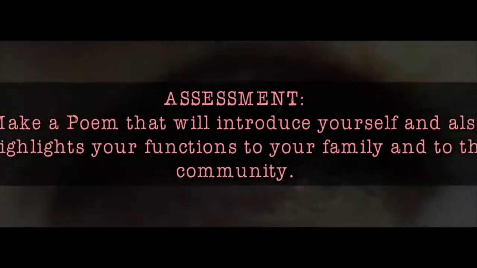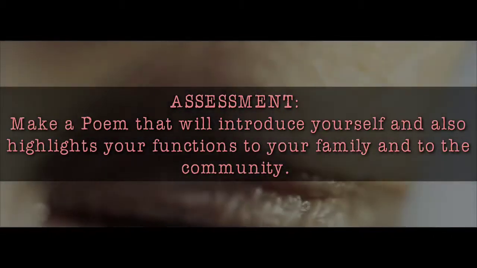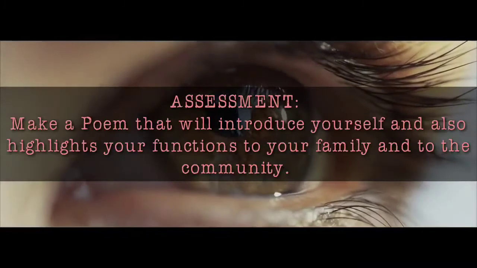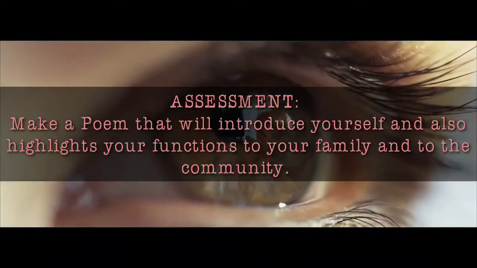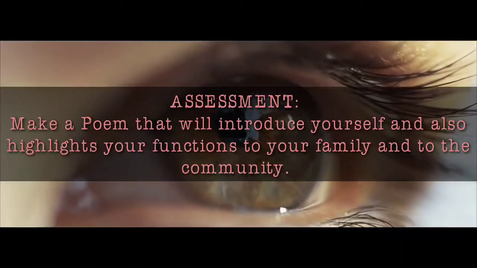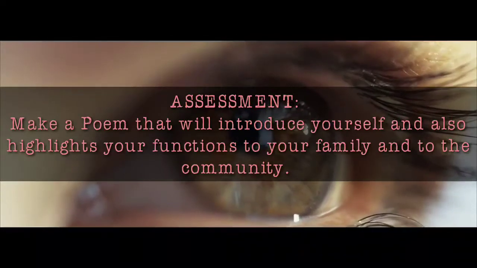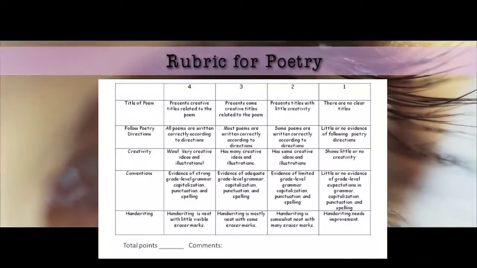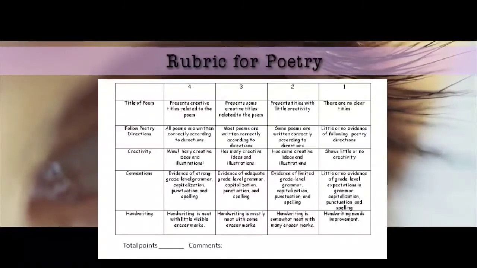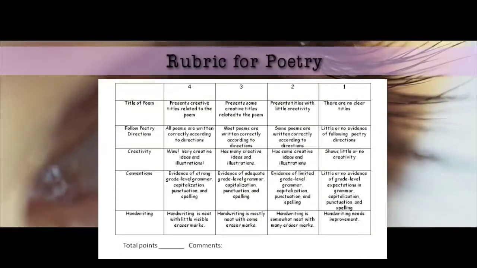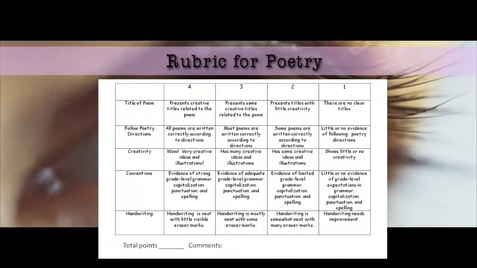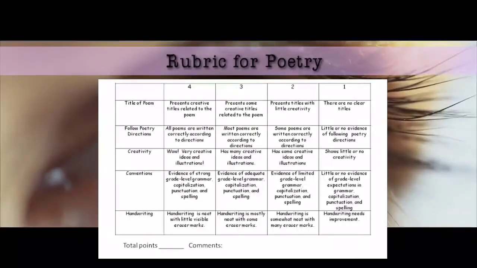That's it for today. For your assessment, you are going to make a poem that will introduce yourself and also highlight your functions to your family and to the community. It should be four stanzas, and much better if you add rhyming to your work. This is the rubric system that we will use for the entire grading. This will also help you to know what you are going to do.